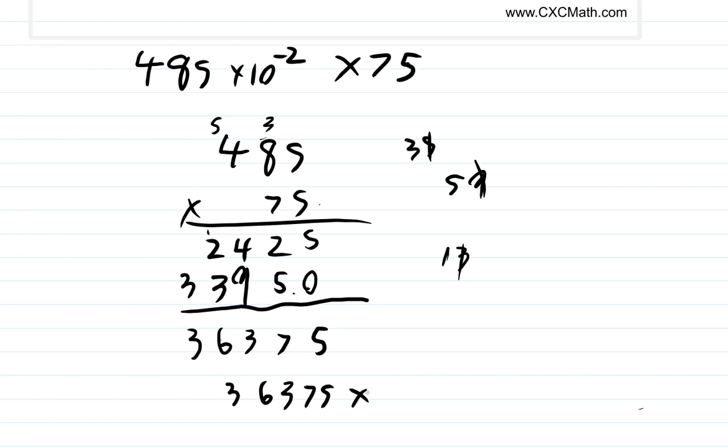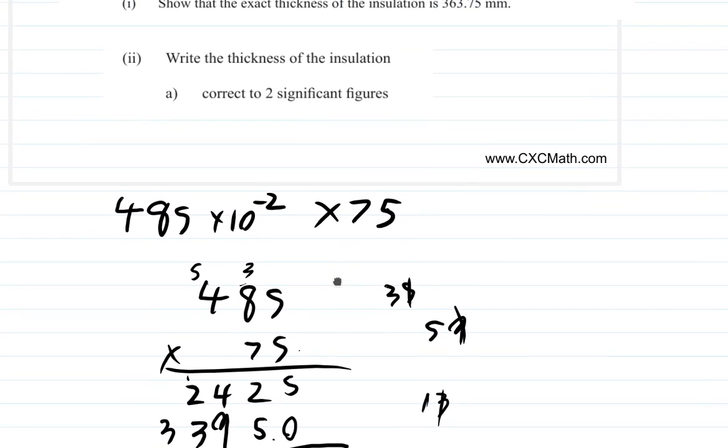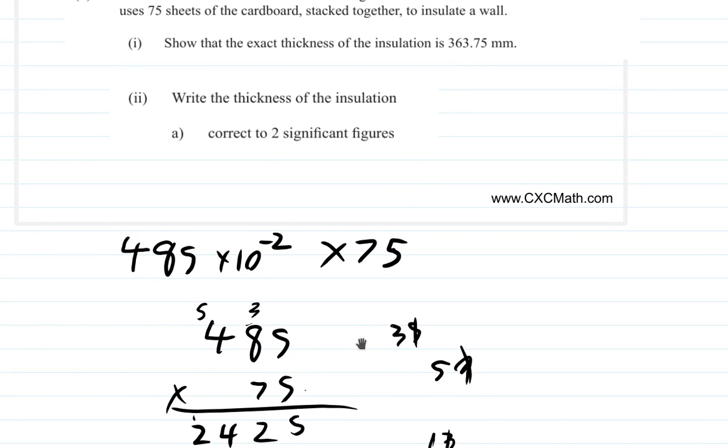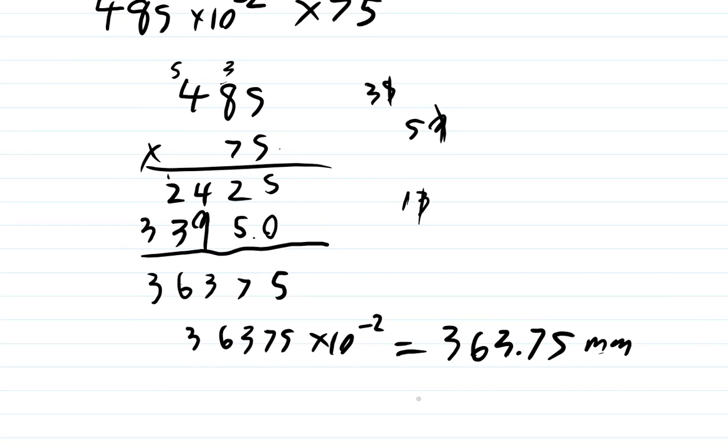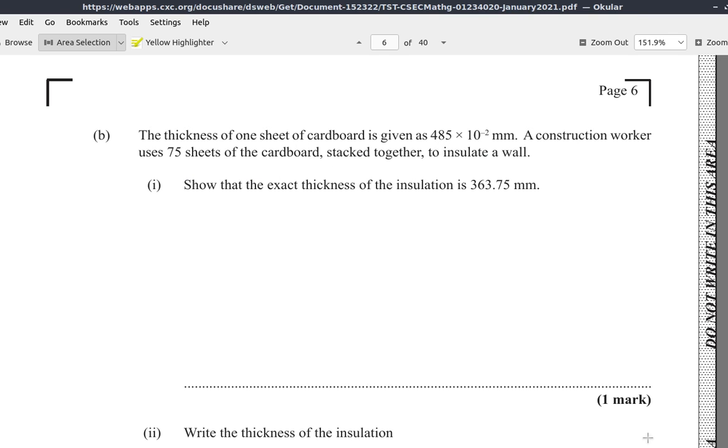We put back the by 10 to the negative 2. That means we have the decimal point here. Multiplying by 10 to the negative 2 is the same as dividing by 100. So what we have is 363.75 millimeters. That's how thick they are. 363.75. So that is shown. Alright? Shown.